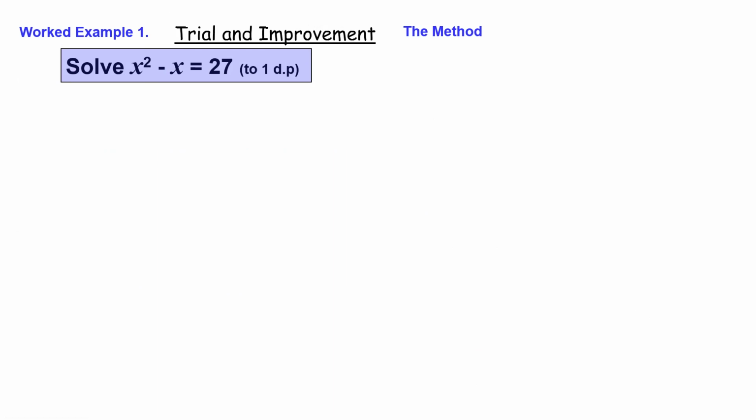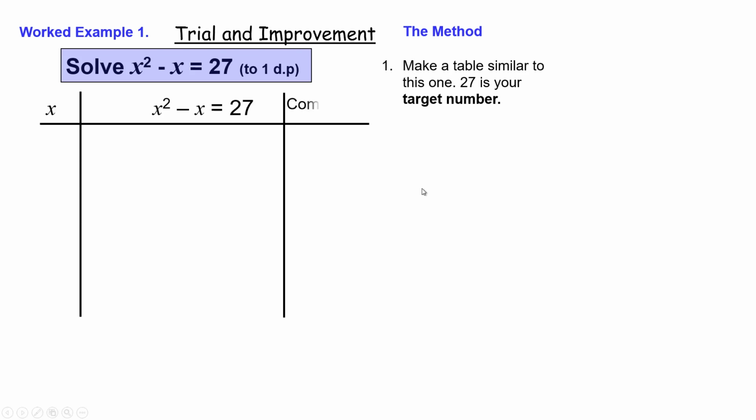So here's our first example. We've got to solve x squared minus x equals 27. You can use a calculator for this exercise. And we've got to solve it to 1 decimal place. That's very significant. So we've got to find a technique to get this to 1 decimal place. What we do is create a table, where we have x, which is our estimate, our guess. Then this is our equation, x squared minus x equals 27. And then we have a comment column. I'm going to show you how we use that.